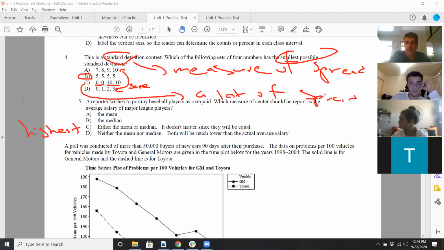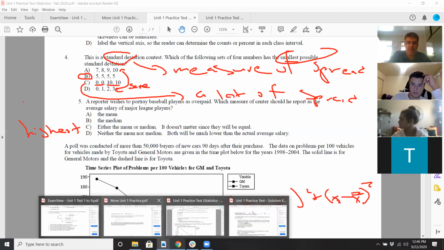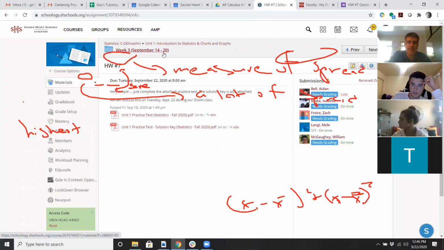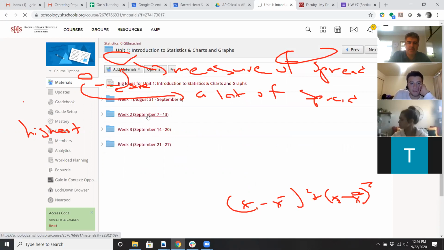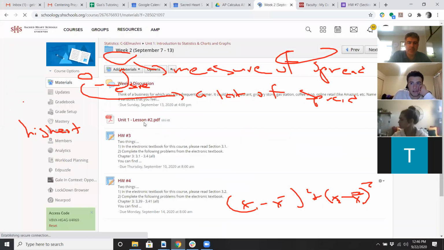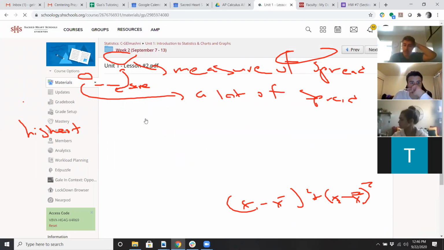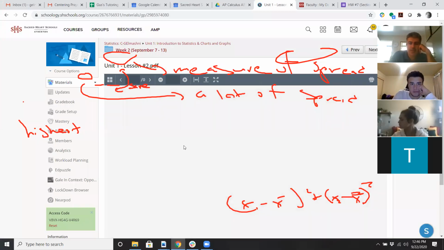Remember, there's a formula that goes with that. The formula goes like this. You do x1 minus x bar squared plus x2 minus x bar squared, and you just compute all that over and over again. And remember, the notes are your best friend here. All you have to do is click on week 2, unit 1, so we have the notes there. And I have videos too. If you go to our playlist, which I'll click on in just a sec, that's also a good idea. And also the online textbook.